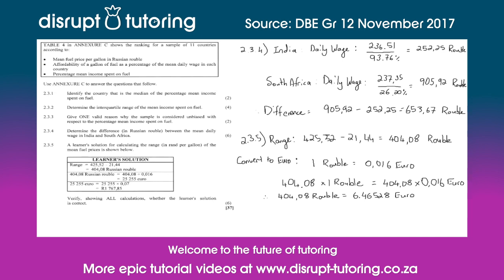Okay, and then the second step now is we need to convert to rands. So just as a side note, we see in this calculation, a learner calculated it to be 25,255 euros. So you can see already that they have gone wrong with this calculation, where I think they were meant to multiply, not divide here. So we already know that our answer is going to be incorrect. But we're just going to continue with the calculation though.